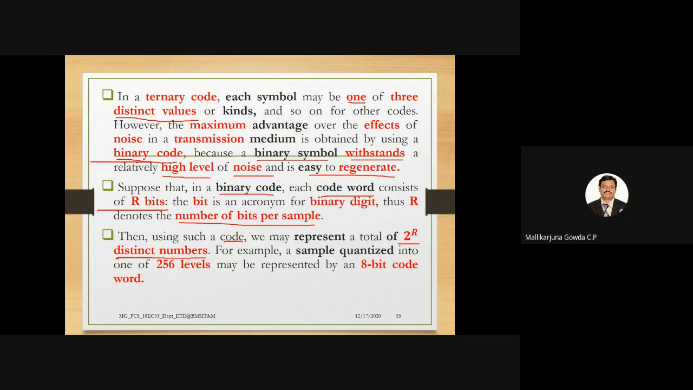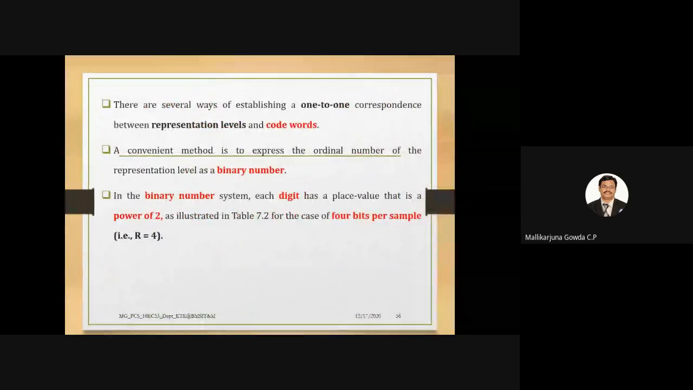Here he has given the example where the value of R is 8. So when R is 8, 2 power 8 is what? 256 levels we get, right? That we call an 8-bit code word.